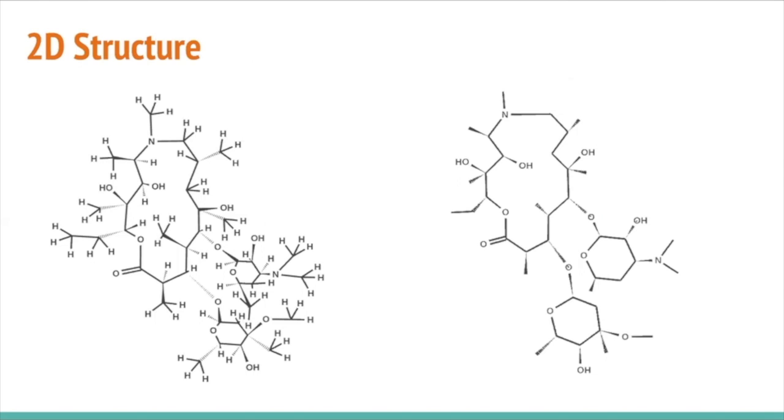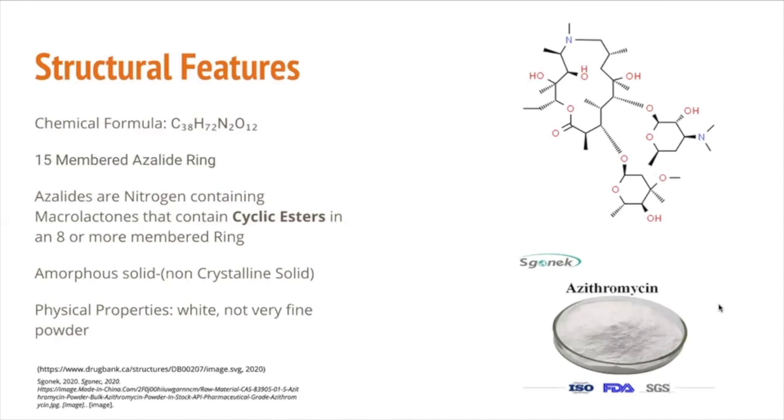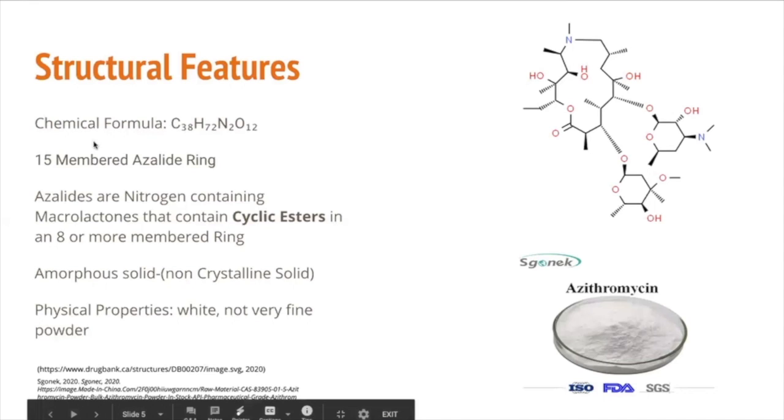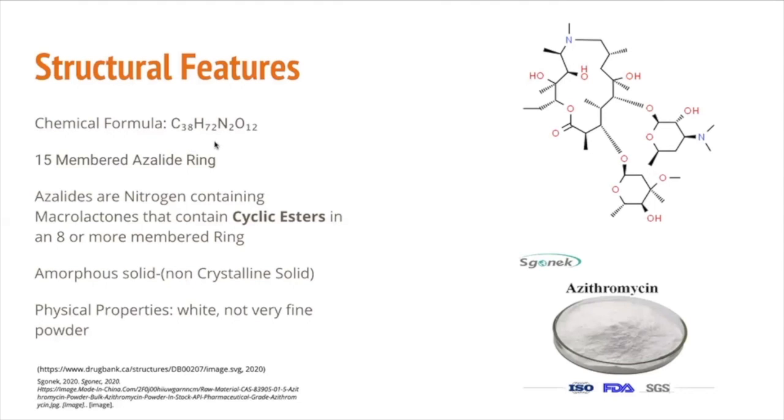Here we have the 2D structure. As you can see on the left, all the hydrogens are shown, and that's the actual structure. But on the right side, we excluded all the hydrogens just to make it look simpler. Here we have the chemical formula, which is C38H72N2O12, and we have a 15-membered azolide ring, as you can see right here, and 2 sugars.